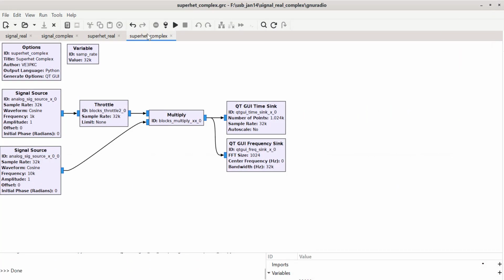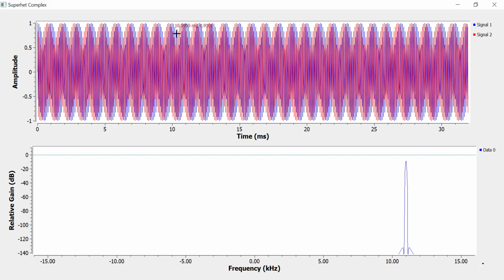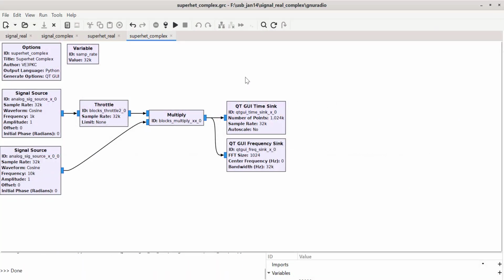And let's look at the complex version of that. Now the complex version of that is 2 exponentials multiplied together. So basically you'll only have 1 tone at the sum frequency. So there we go. There we have the 1 tone at the sum frequency. So that's basically a quick overview of real and complex signals, as you can see in GNU Radio.